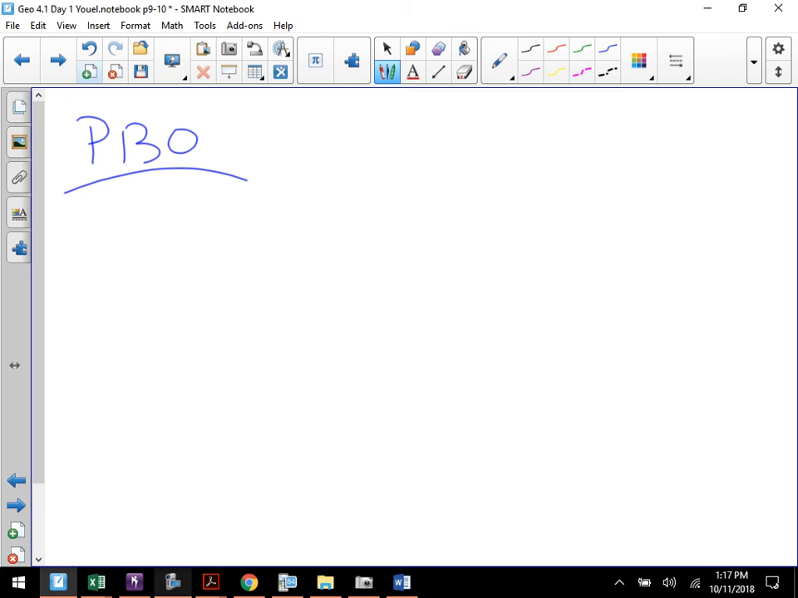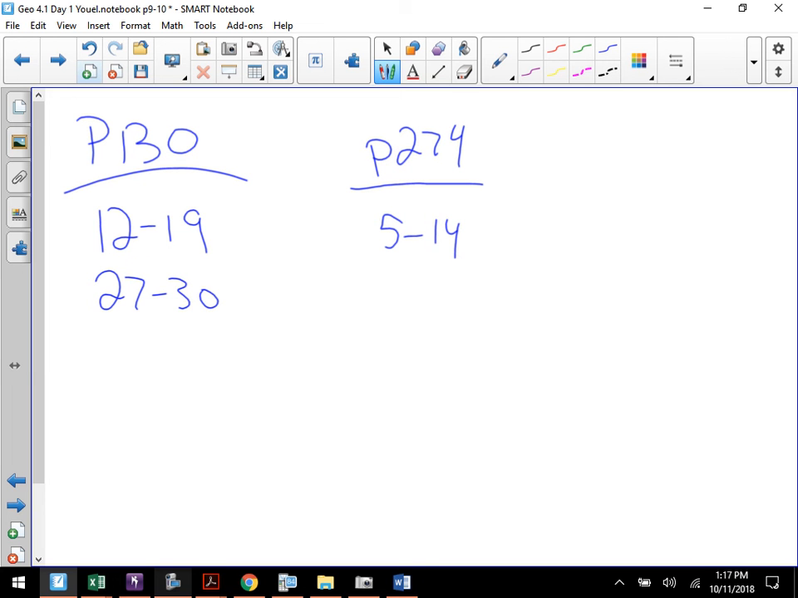So what I want you guys to do on page 130, I want you to do numbers 12 through 19, and then 27 through 30. Then on page 274, I want you to do numbers 5 through 14. Now, I know that 5 through 14 looks like a lot of problems, but it's 2 diagrams. It's just a bunch of questions off of 2 different diagrams.